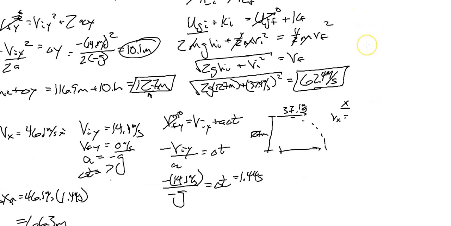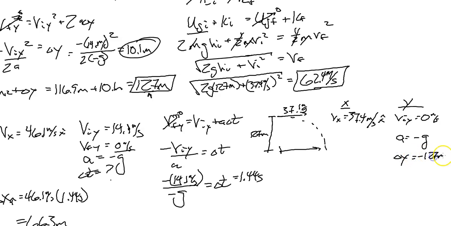So, come over here, we know that the velocity in the x is, scrolling back up real fast, 37.4 meters to the right. We'll just say it's positive now, meters per second, x hat. The velocity in the y at the top should be 0, because it's traveling perfectly horizontally. The acceleration during this time is negative g, and the delta y is negative 127 meters. So once again, I have 3 variables in the y, and we're trying to find time.